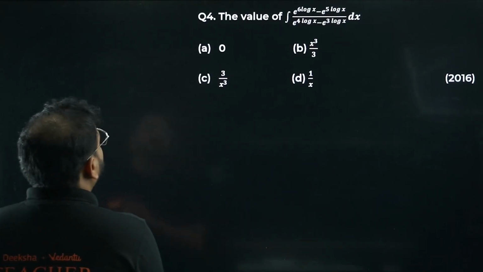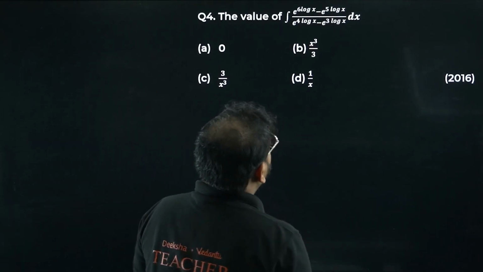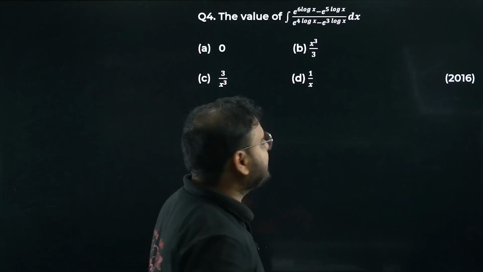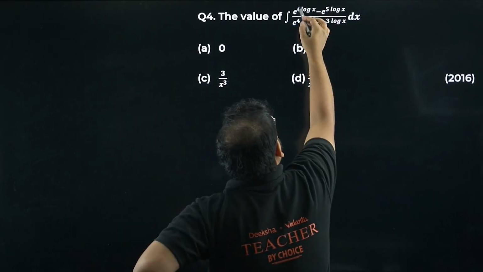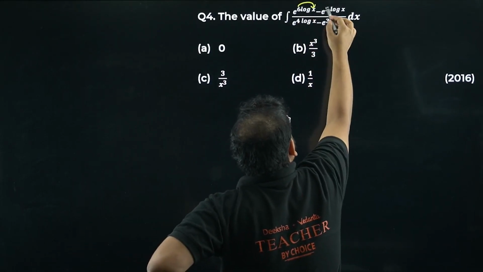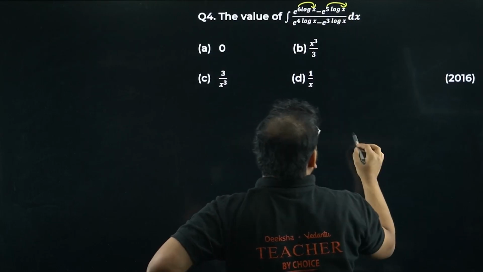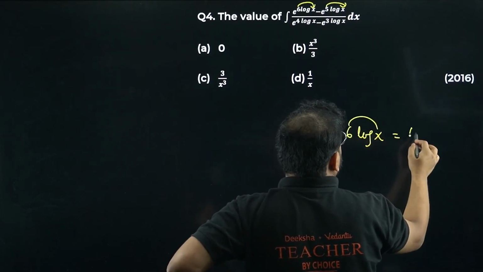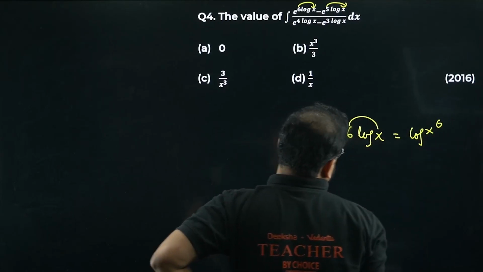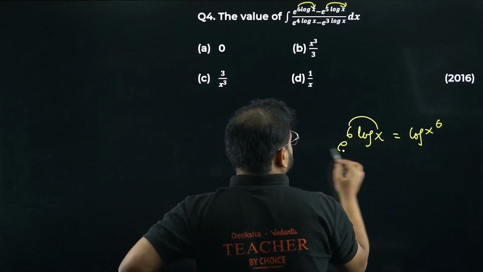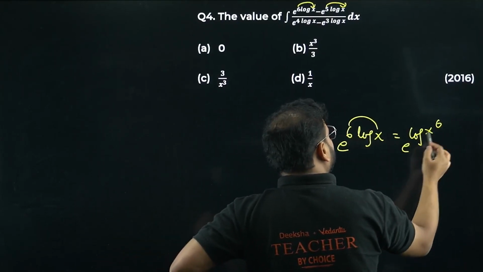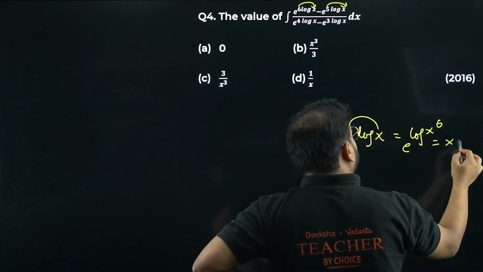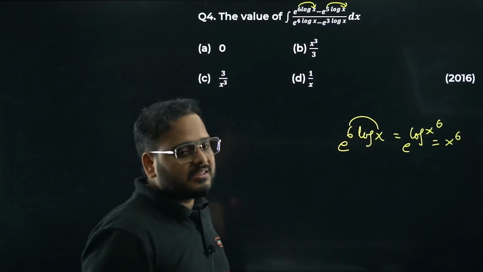Question number 4 now, the value of this integral. I can see e and log, which means something will be cancelled. Let's check this out. I'm going to take these numbers on top of x. The coefficient of, for example, 6 log x, I'm going to make it log of x power 6. And of course there is an exponential function, so e is there. Keep e here, and e and log will cancel the effect. You'll have simply x power 6 left.